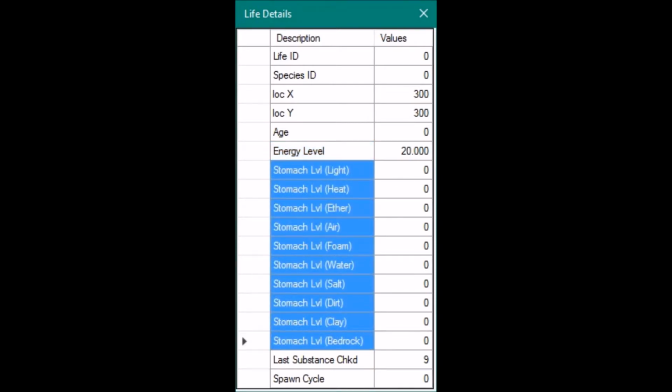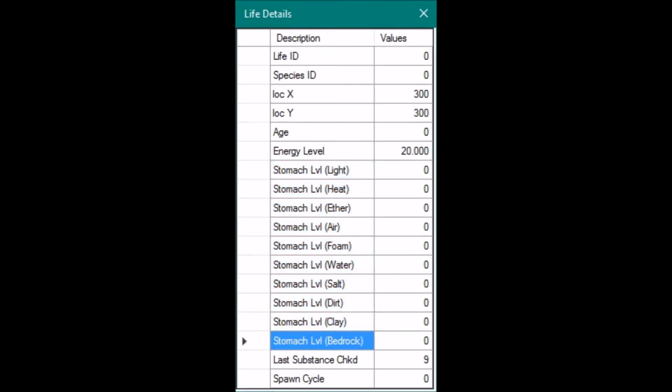I decided to give each life a separate stomach for each substance it can eat. This allows a life to mutate, so it specializes and eats more of one substance than another. Lives can't eat bedrock because you might recall I want bedrock to be immovable, but I left it in because it was simpler. In each cycle, a life will check what substances it can eat and digest. I added last substance checked, so I can vary which substance is checked first at the start of each cycle, more randomness. Spawn cycle will increase by 1 each cycle until the life is ready to spawn children. Then it will reset to 0.